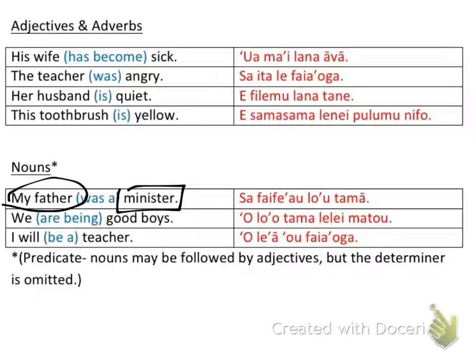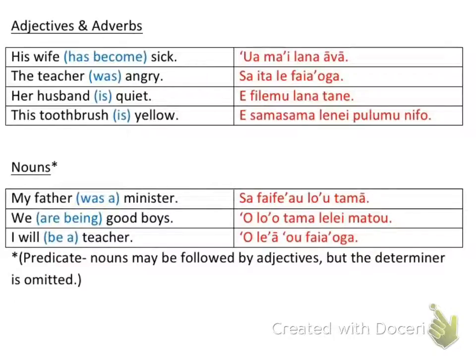So basically I have a tense marker again. So sa, that's kind of was a. And then fai feao. Fai feao is the thing that's describing it, and it's a noun. So fai feao. And then my subject is lo'utama. Okay? So just for example, in English I say I was a minister, but in Samoan I don't really have the a in this sentence.